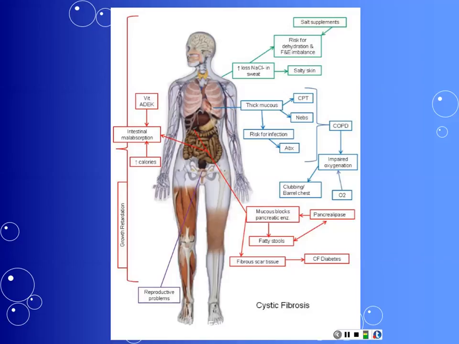So over time, all of that mucus will build up scar tissue in their pancreas. So frequently you'll have these kids also have diabetes. And it's because their pancreas isn't functioning because the mucus blocked it and it built up scar tissue.